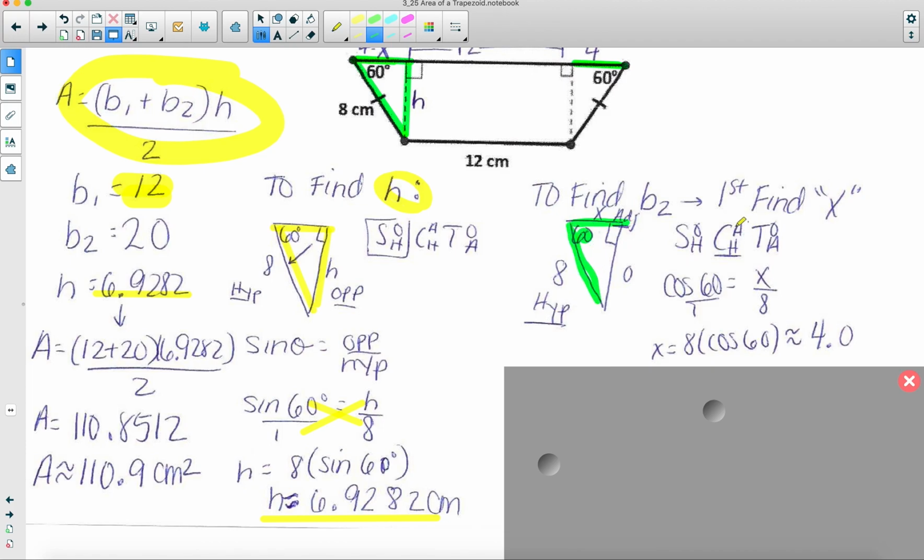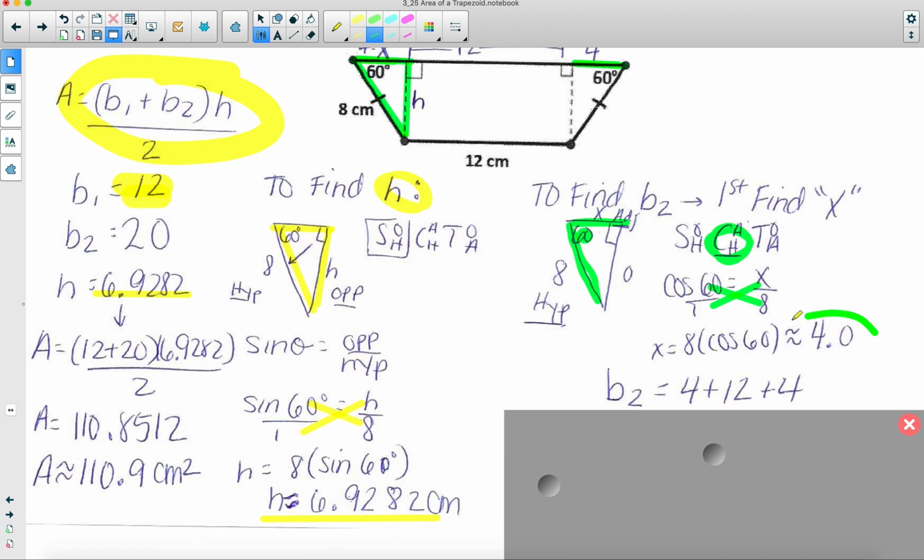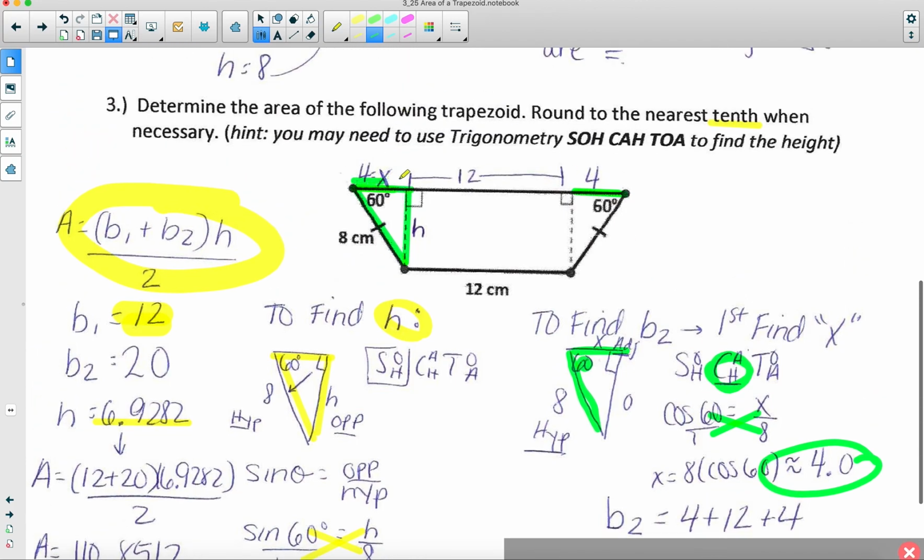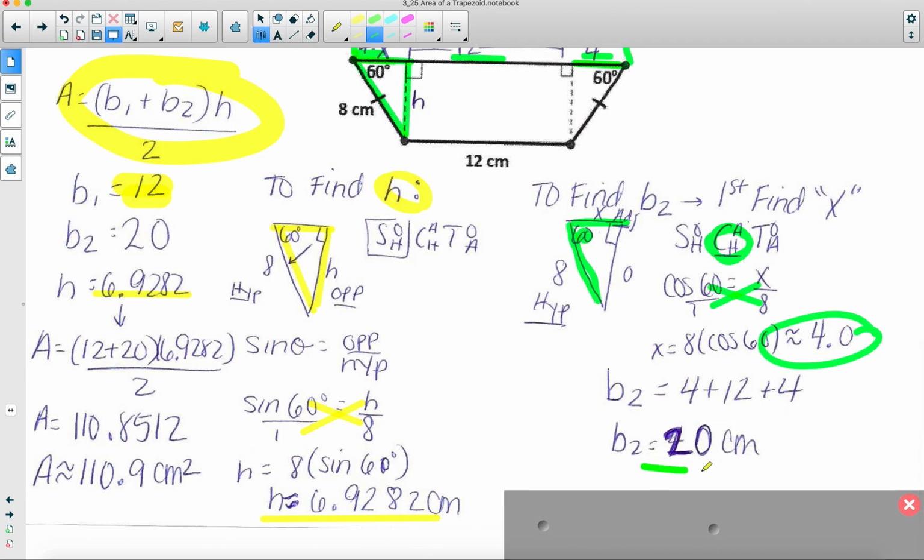So now A and H is the C, or cosine. So once again, cosine of our reference angle, which is 60, equals adjacent, which is the A, x, over hypotenuse, 8. Put this over 1, cross multiply, and again, we're lucky because it's 8 times the cosine of 60, and x times 1 is just x. And this approximates to 4. So now we know the base for the bottom is approximately 4, 4, and 12. We have to add all three of these together to get a total of 20. So there it is, base 2, 20. Put everything together into our formula. Base 1 plus base 2 times the height divided by 2 gives us an area. Rounded is approximately 110.9 centimeters squared.